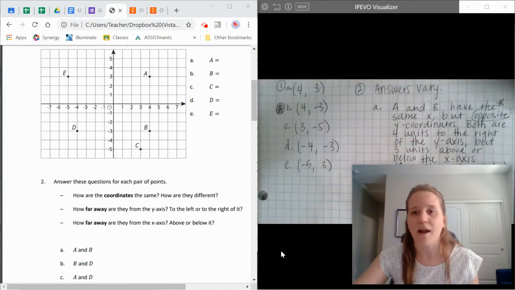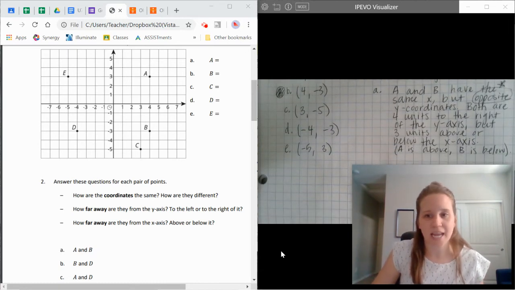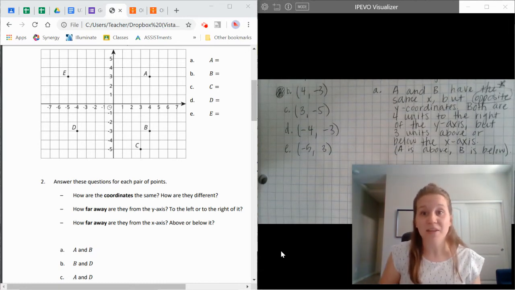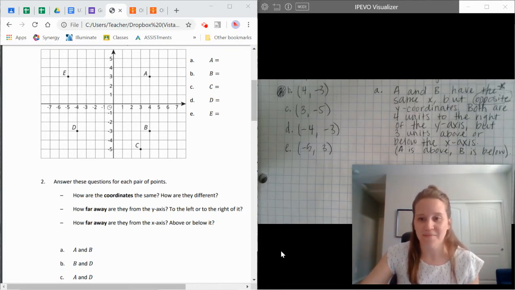3 and negative 3 are opposites. Both are 4 units to the right of the y-axis, but 3 units above or below the x-axis. A is above, B is below. Please pause the video and make sure you have an explanation that includes all of these points on your paper.